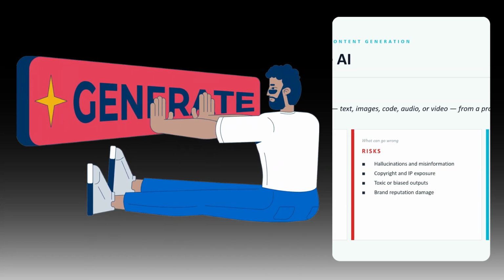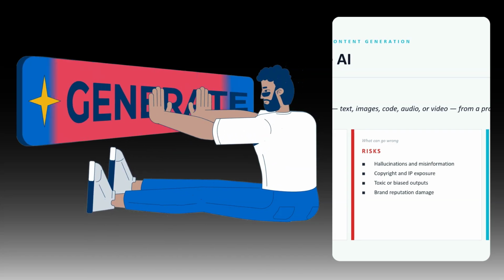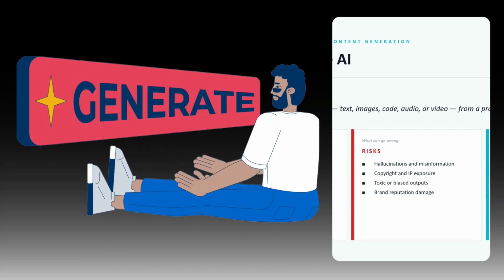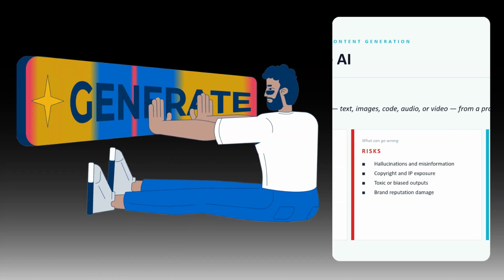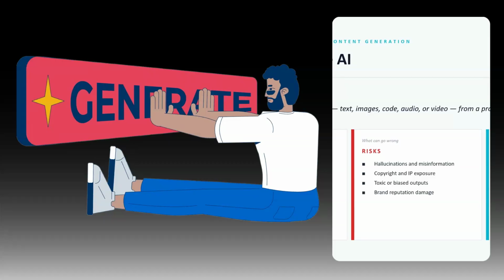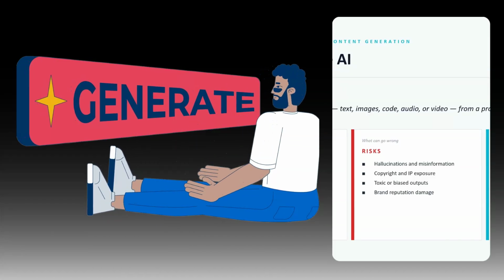But, and this is a big but, the risks are real. The model can hallucinate. It can produce something that is factually wrong, but sounds completely confident. It can output something biased or toxic without anyone noticing until it's already live. And there is a whole copyright question hanging over the training data.